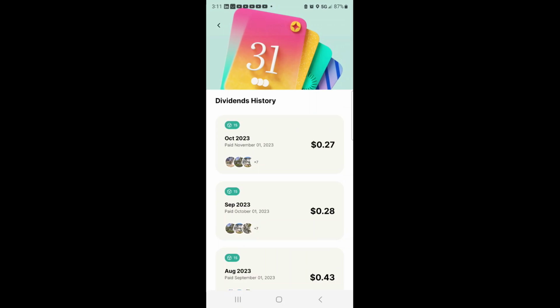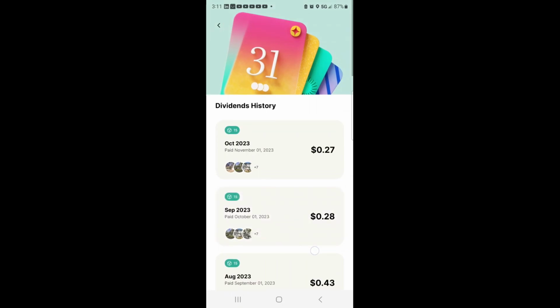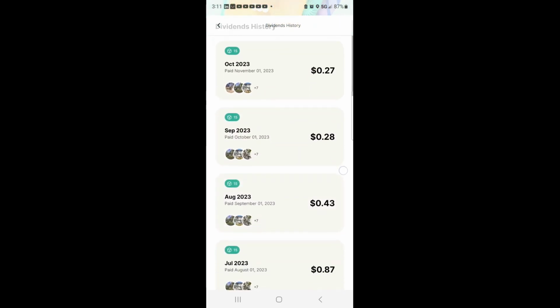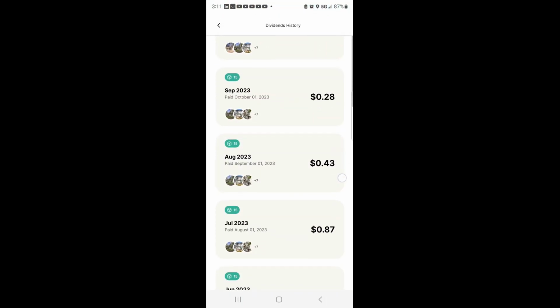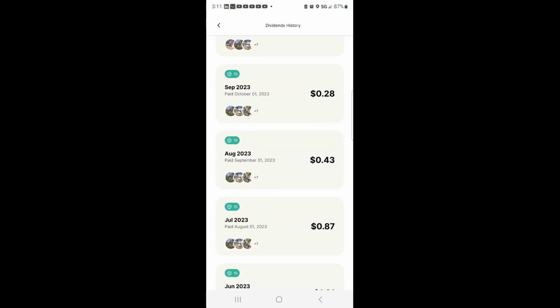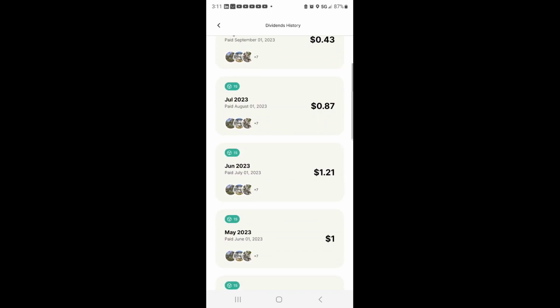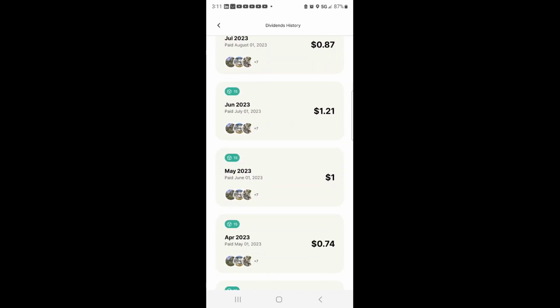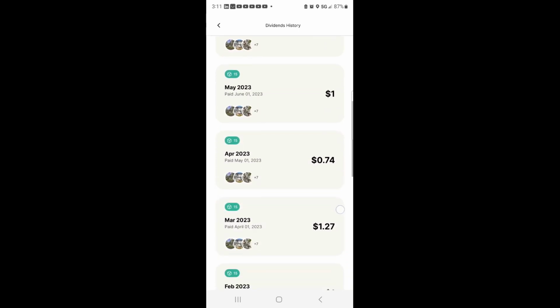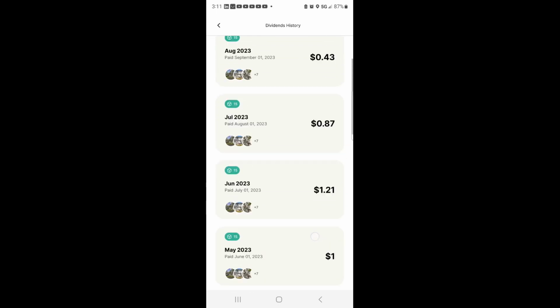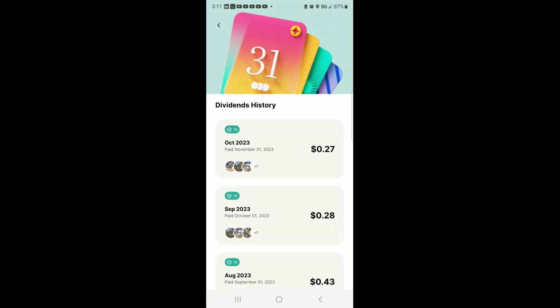October 2023, 27 cents, September, 28 cents, and it shows at the top how many properties. So that 15 is just showing how many. I have 15 properties. So 27 cents for September, 28 cents for August, 43 cents for July, 87 cents for June, $1.21 for May, $1 for April 2023, 74 cents for March, $1.25 for February, $1. So you can see the dividend history that I particularly have for them.